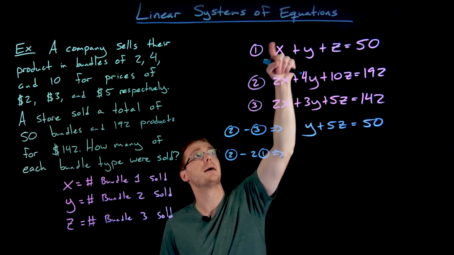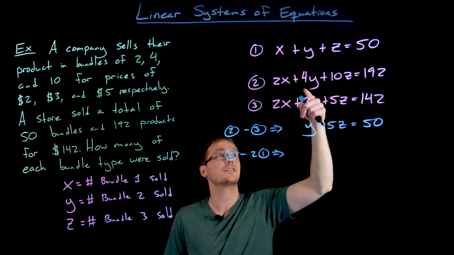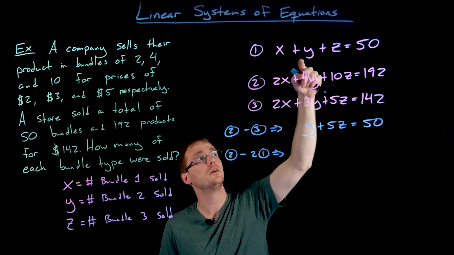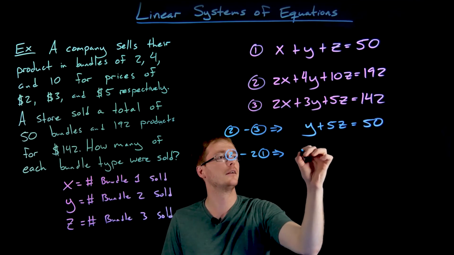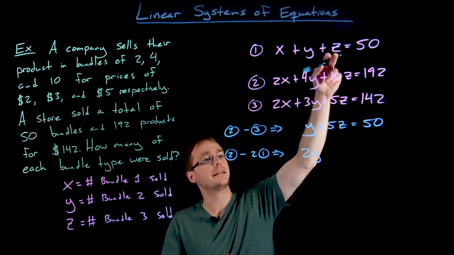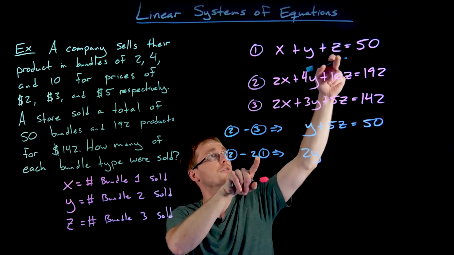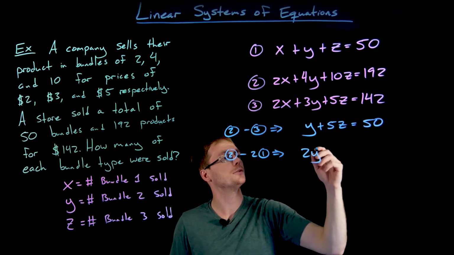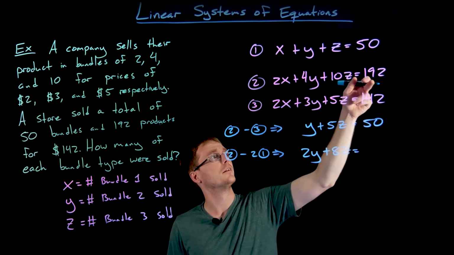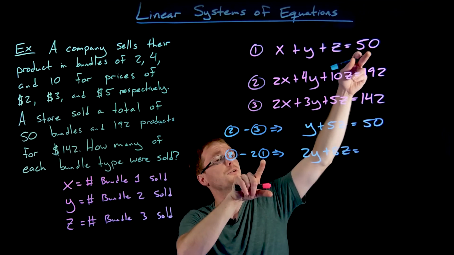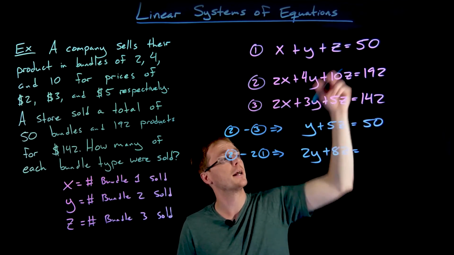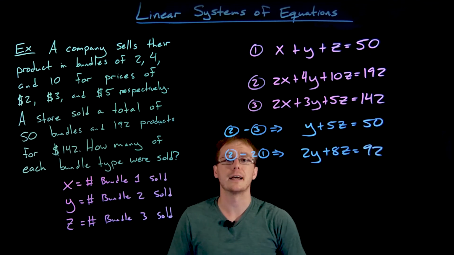So that'll be 2x minus 2 times this x value, eliminating the x's. Then we have 4y minus 2 times this y value. So that'll be 4y minus 2y, leaves us with 2y. Next up, we have 10z minus 2 times this value, so 2 times z. 10z minus 2z leaves us 8z. And then on the right-hand side, we have the constant from equation 2 minus 2 times the constant from equation 1. That's going to simplify to 192 minus 100, or just 92.